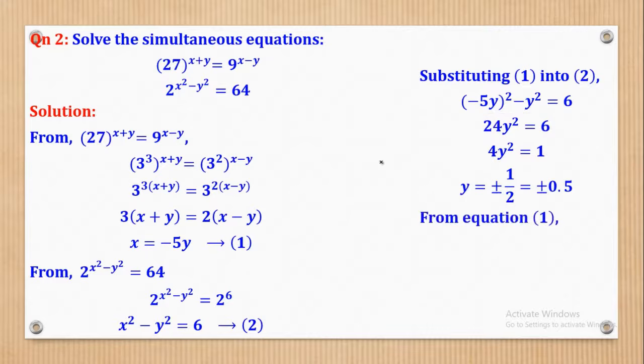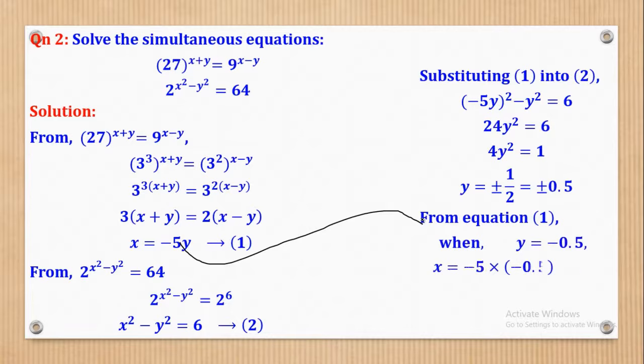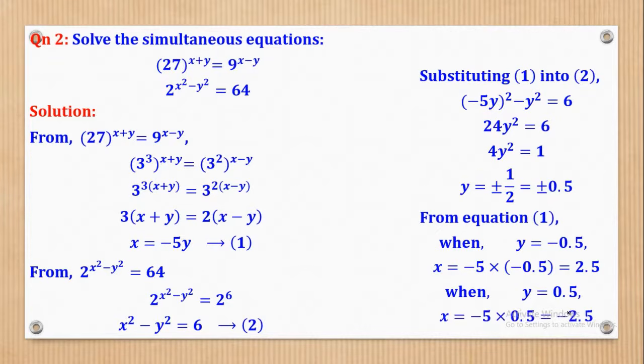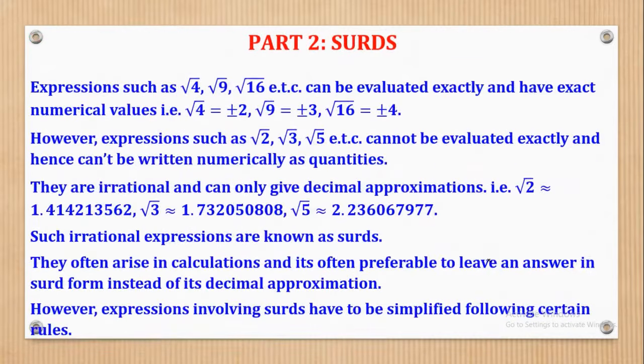Now from equation 1, I can get the value of x given y. Therefore, when y is equal to negative 0.5, x is equal to 2.5. What about when y is equal to positive 0.5? x will be equal to negative 2.5. So that has been indices.